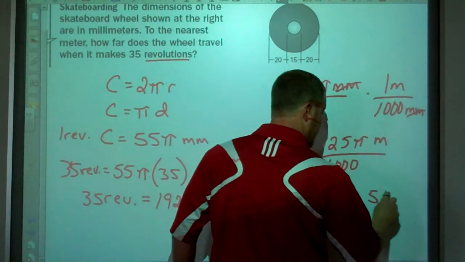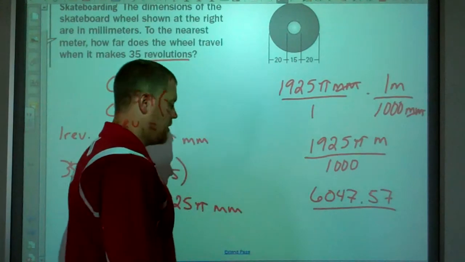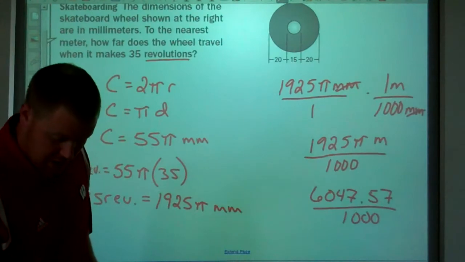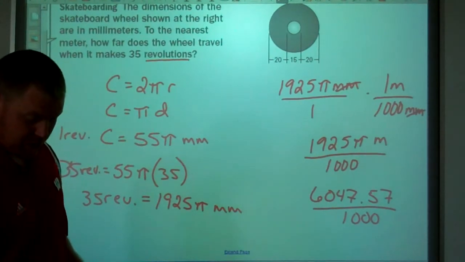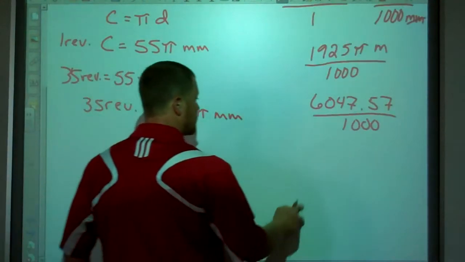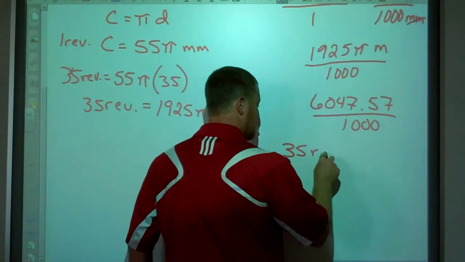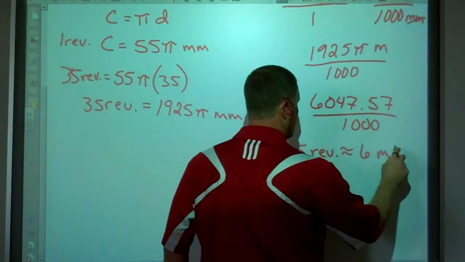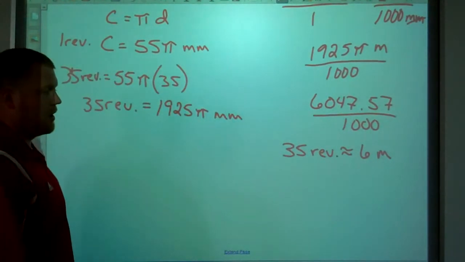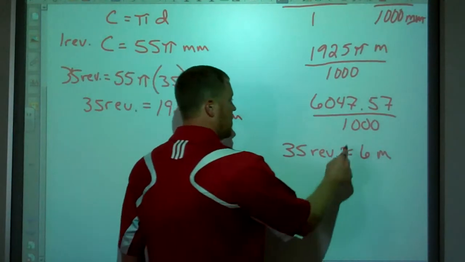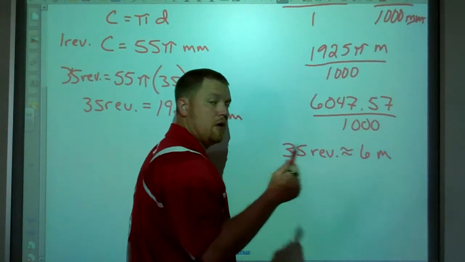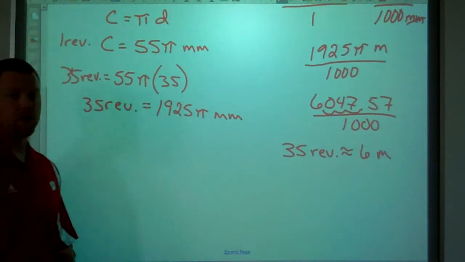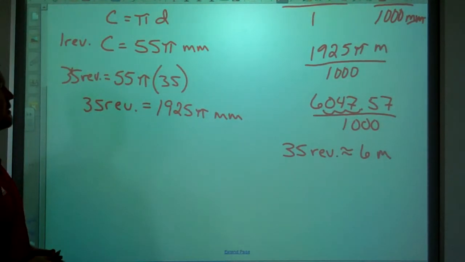which is 6,047.57. And I'm not erasing that answer out. And then divide by 1,000. I'm not erasing that number off my calculator, I just divide by 1,000 right away. So to the nearest meter, 35 revolutions is about 6 meters. So either you plug that into your calculator or divide it by 1,000. There are 3 zeros. Move your decimal point 3 spots. 1, 2, 3. 6.047. So the nearest meter would be 6 meters.